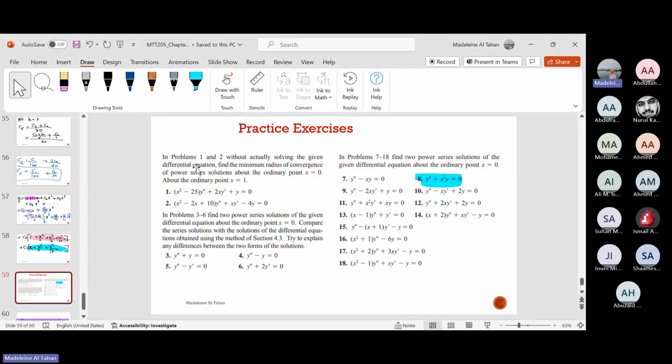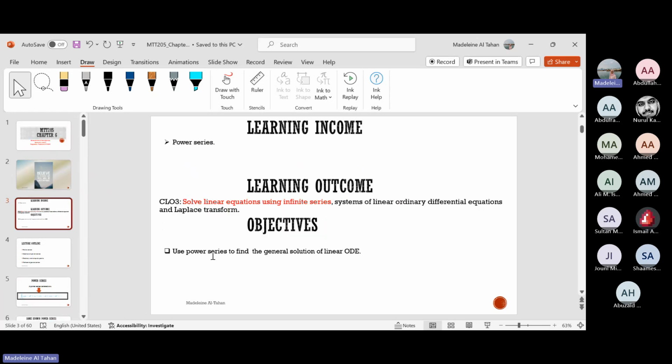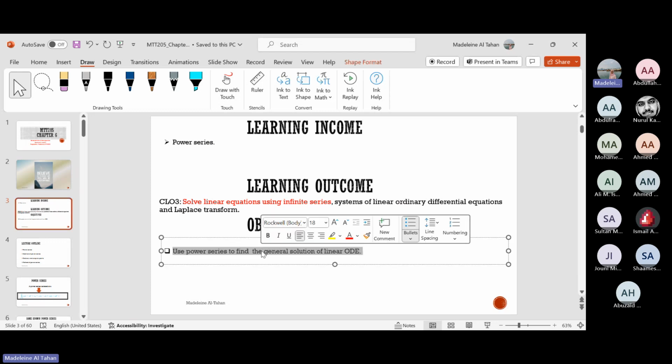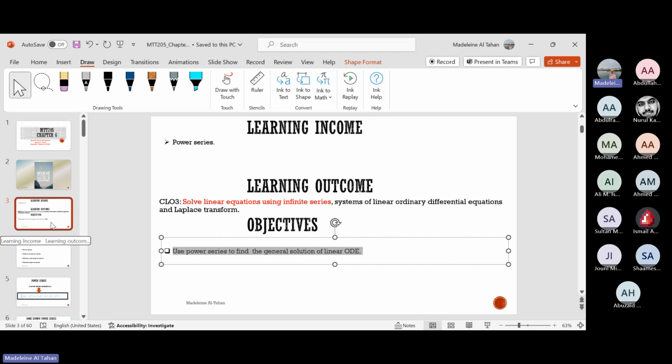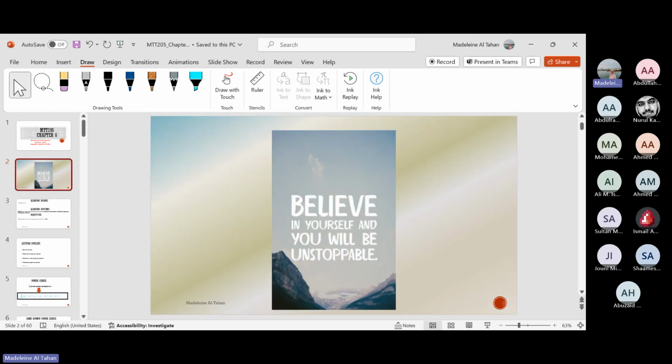Okay, so this was all about the series solution. Let's go back to our main objectives. The main objective was to use power series to find the general solution of a linear ODE, where x equals 0 is an ordinary point. So we covered the power series, ordinary and singular points, and the method of power series solution. We are done with chapter 6. Hopefully next week we will start with Laplace transform.